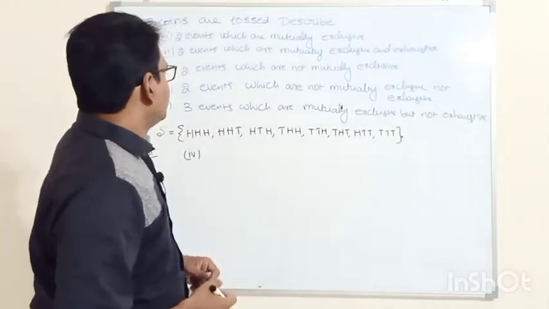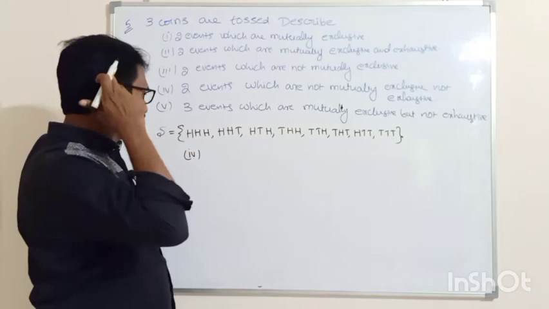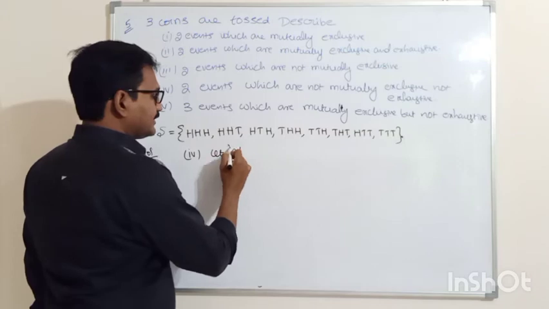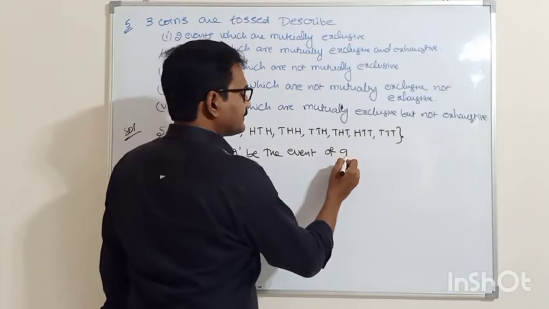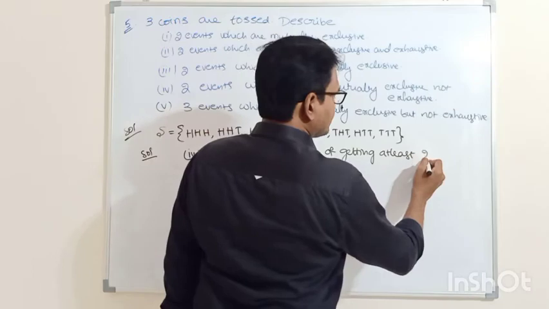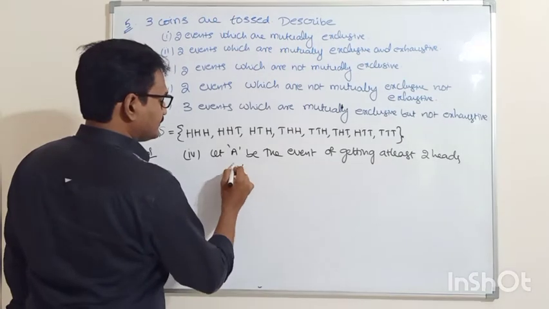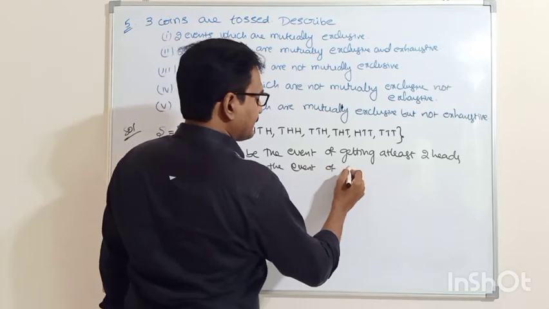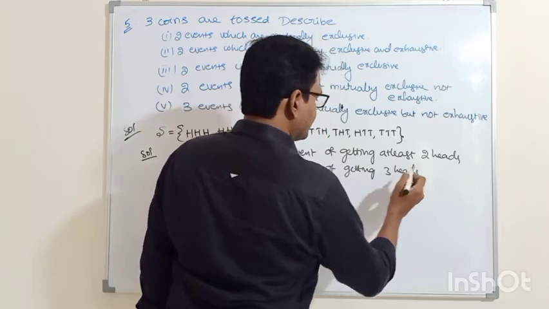Next, two events which are not mutually exclusive, not exhaustive. So we can take the previous example only for the fourth problem. So what is set A? Let A be the event of getting at least two heads. Next, B be the event of getting three heads.